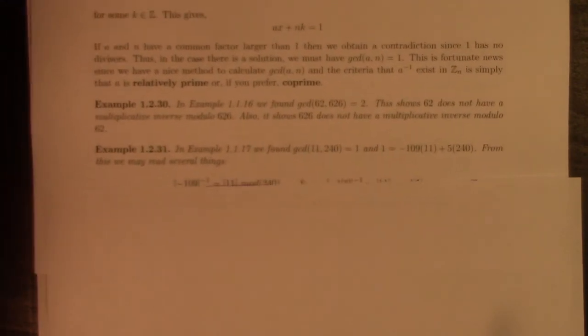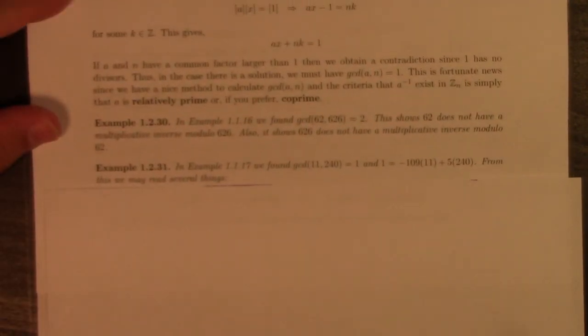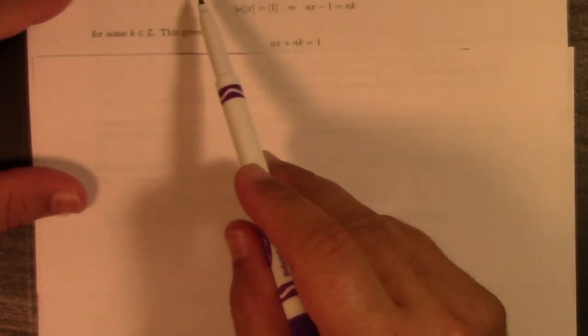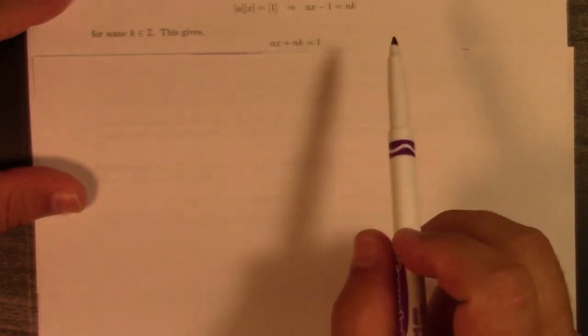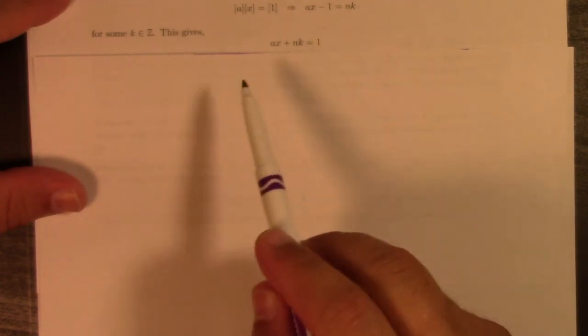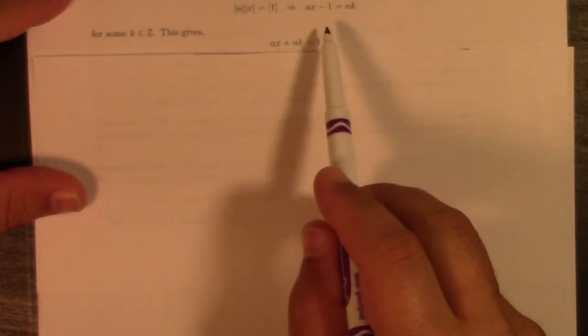So these zero divisors are troublesome. They're troublemakers. And on the other hand, we are of course interested in when it is the case that there is a multiplicative inverse for something in Zn, right? So suppose we have a, and a is given, and we're trying to find x such that ax is equal to 1. Well, that means that ax minus 1 is equal to nk for some k, right? That gives us that ax plus nk is equal to 1, right?